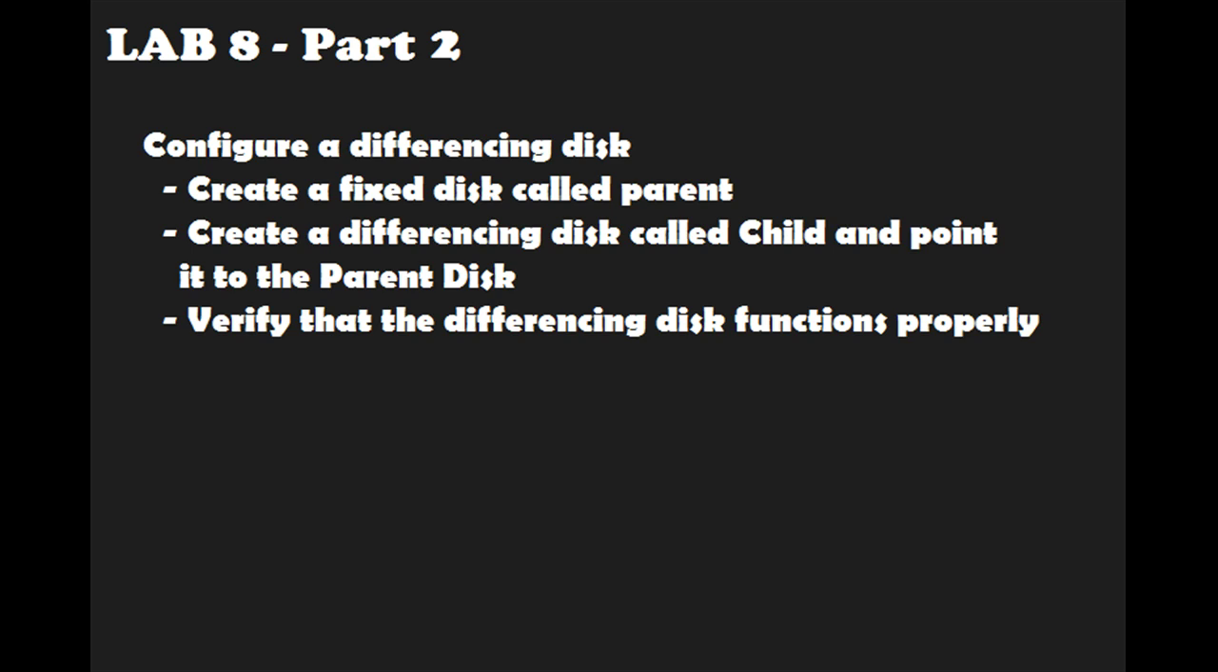For part 2 of Lab 8, we're configuring a differencing disk. First thing we're going to do is create a fixed disk called parent, then we're going to create a differencing disk called child, and then point the child disk to the parent disk. And then we're going to verify that the differencing disk functions properly.